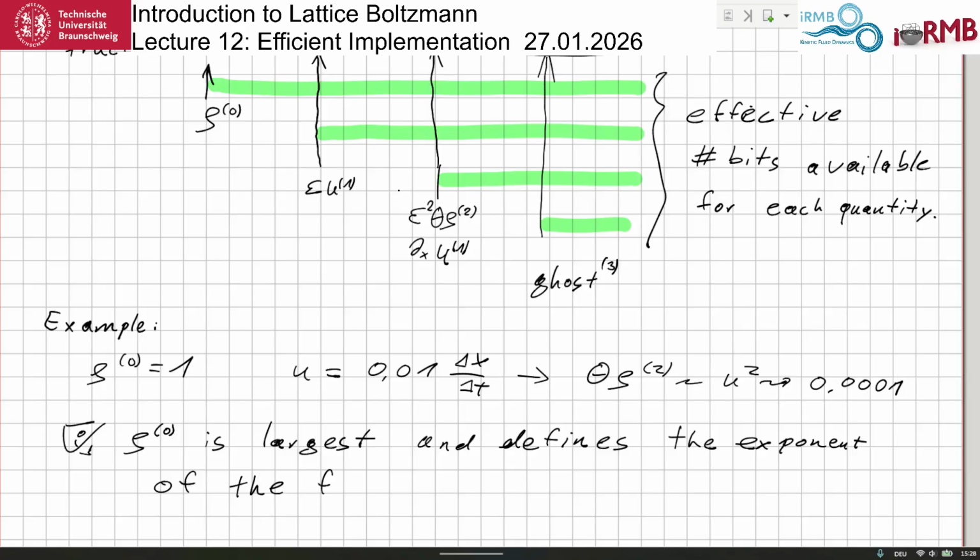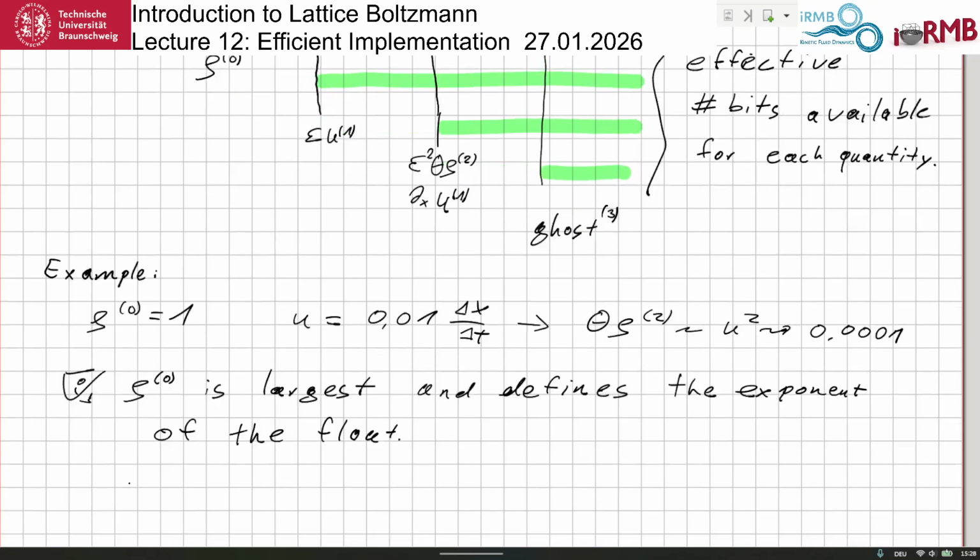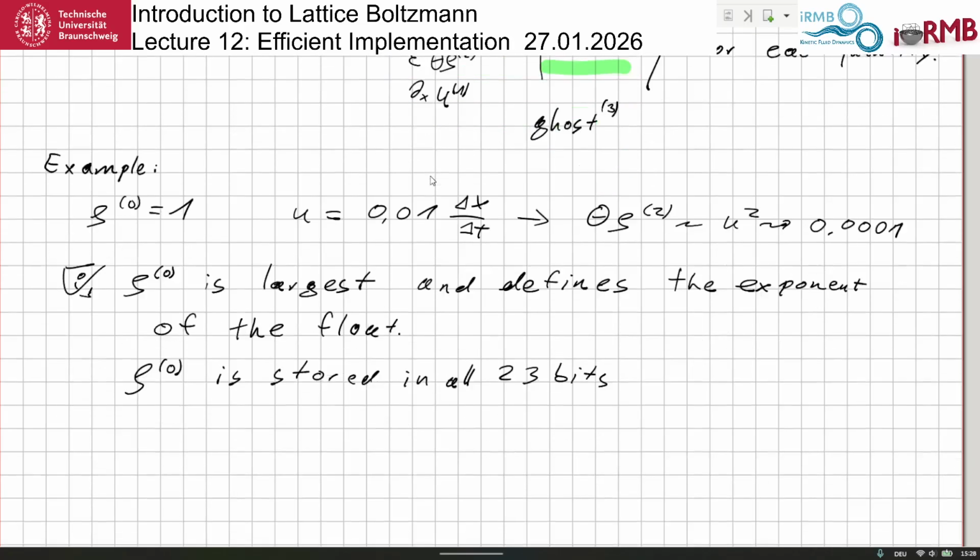So the exponent of the floating point number, which means that rho 0 is stored in all 23 bits. The actual definition of this is there is an implicit bit, so you can actually use 24. Because the exponent, you always shift to the first bit being 1. So there is one implicit bit.